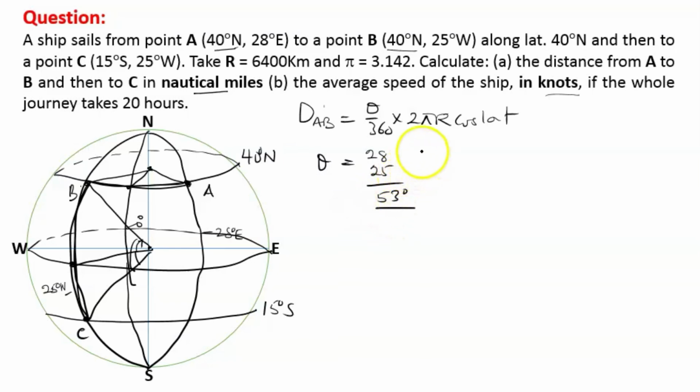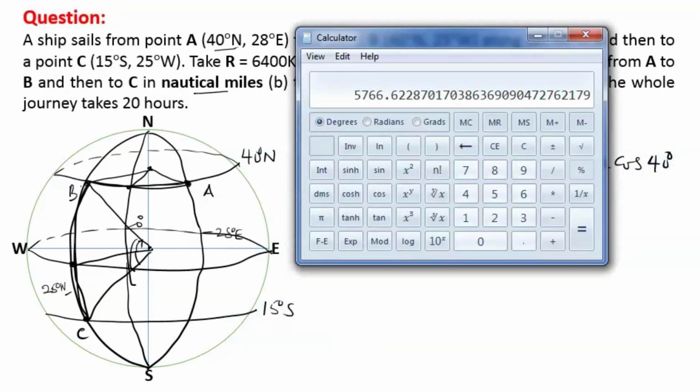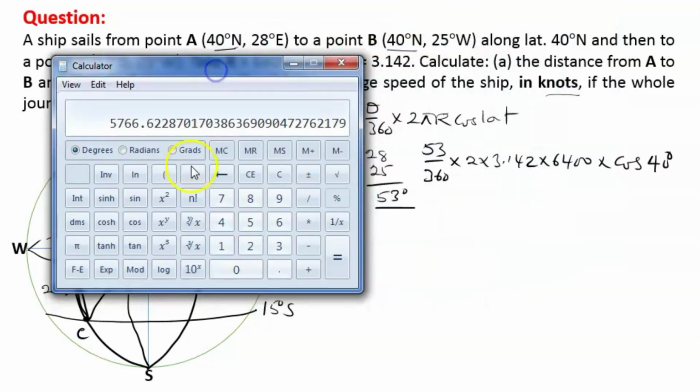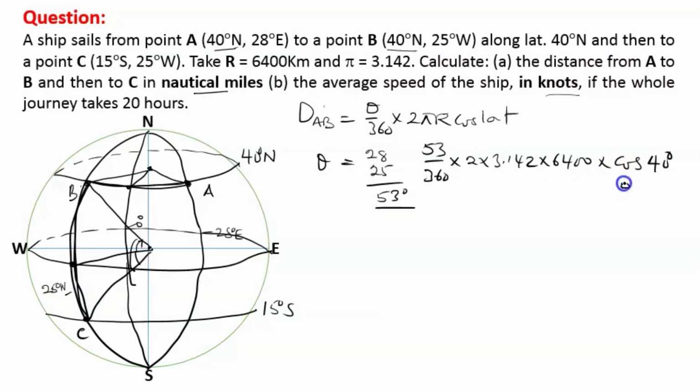All right. So when this is done, we simply insert it into the formula. So distance will now become 53 divided by 360 multiplied by 2 multiplied by 3.142 as given in the question, then multiplied by 6400, then multiplied by the cos of their common latitude, which is 40 degrees. So let me put on my calculator and punch this. Cos 40 is 0.7660. Okay, let me quickly get that down. 0.7660 is the value.